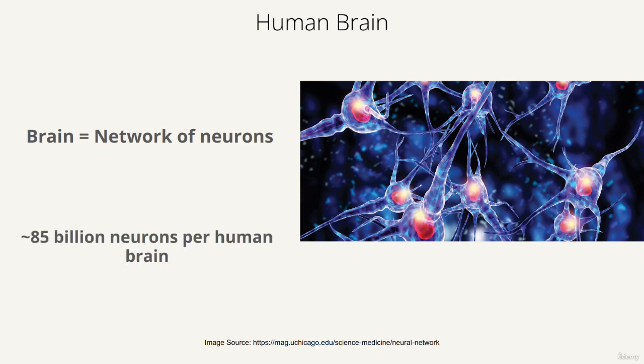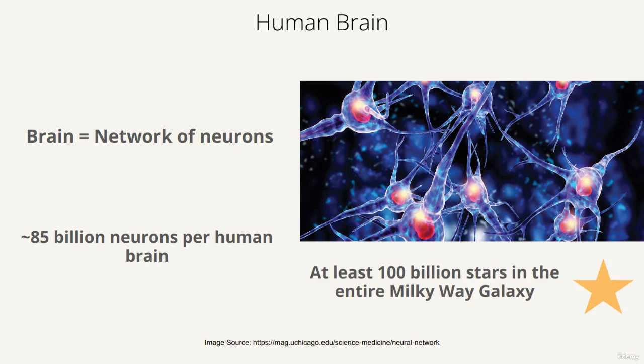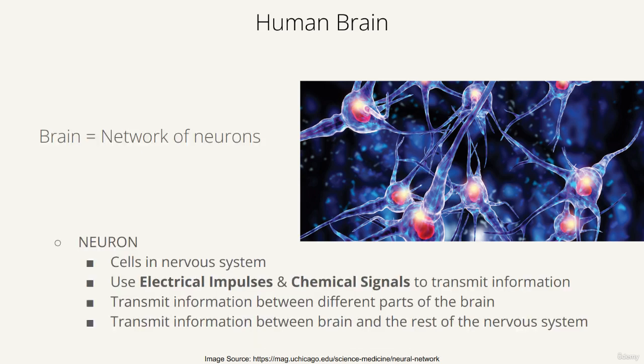There are about 85 billion neurons in our brain. To give you a perspective, that's roughly the number of stars in our Milky Way galaxy. That's right, we have around 100 billion stars in the entire Milky Way galaxy. Each of these neurons is essentially a cell in a nervous system. These neurons communicate with each other using chemical and electrical signals. That's how the information is transmitted between different parts of our brain and between our brain and the rest of our nervous system.